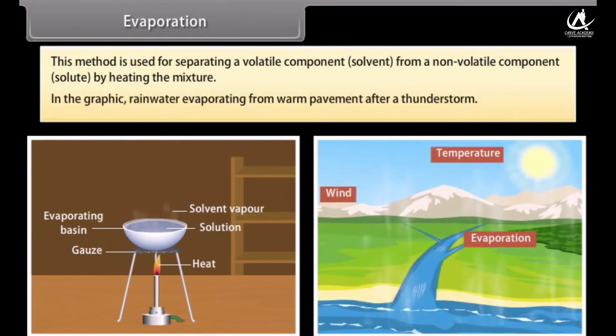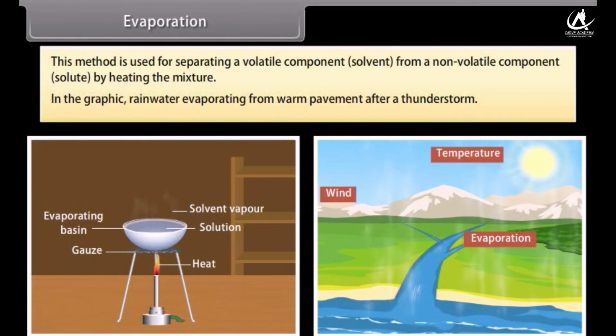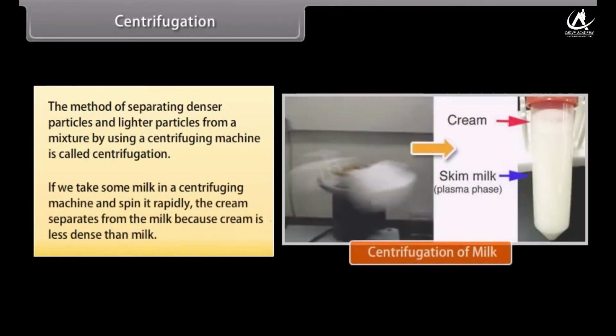In the graphic, rainwater is evaporating from warm pavement after a thunderstorm. Centrifugation. The method of separating denser particles and lighter particles from a mixture by using a centrifuging machine is called centrifugation. If we take some milk in a centrifuging machine and spin it rapidly, the cream separates from the milk because cream is less dense than milk.